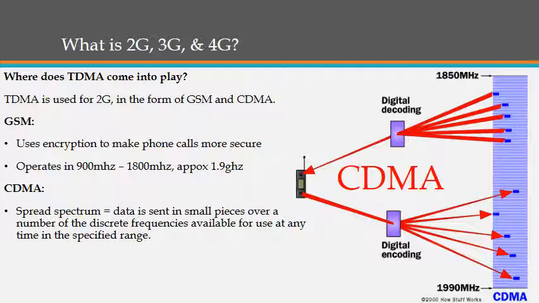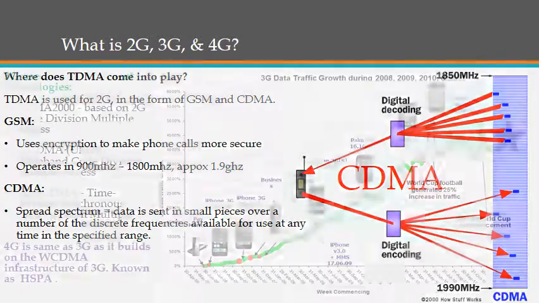I haven't talked much about CDMA. CDMA is a spread spectrum. We have data sent in small pieces over a number of frequencies available in a specific range. Companies that use this kind of technology could be like Verizon, Sprint, and they require no SIM card. And maybe you ever owned a phone that had this technology.